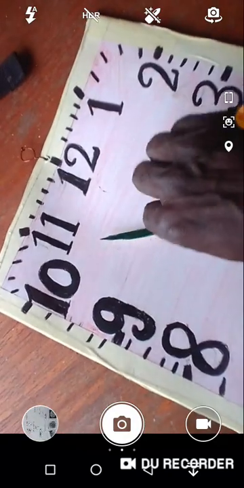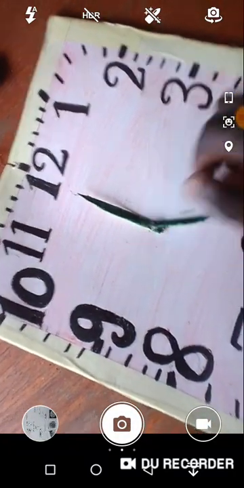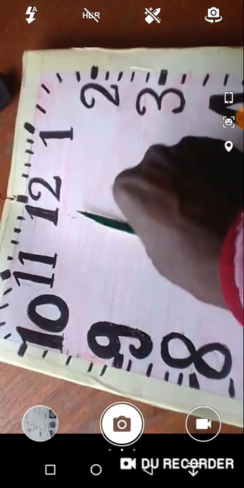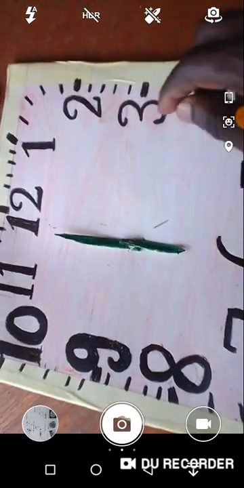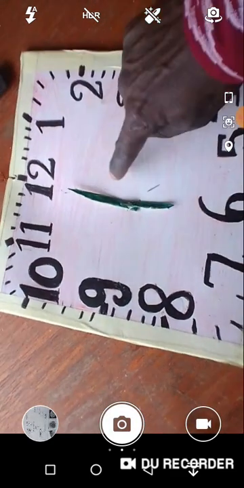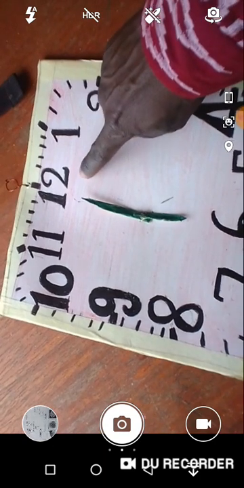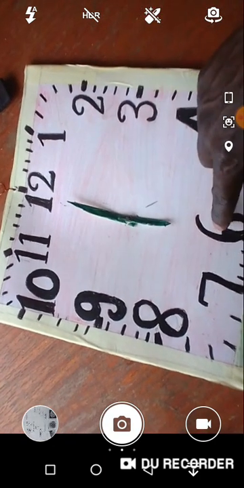For 6 o'clock, let's make 6 o'clock. Now, for 6 o'clock, you see, this is 6 o'clock. The long needle is pointing at 12 and the short one is at 6.